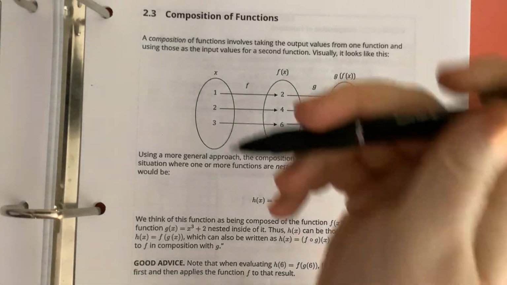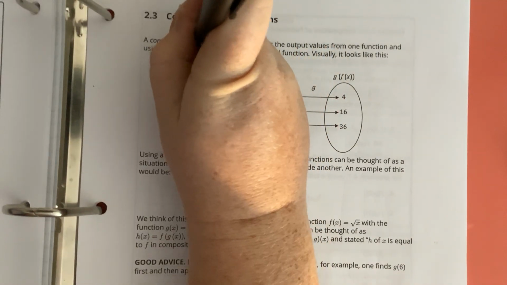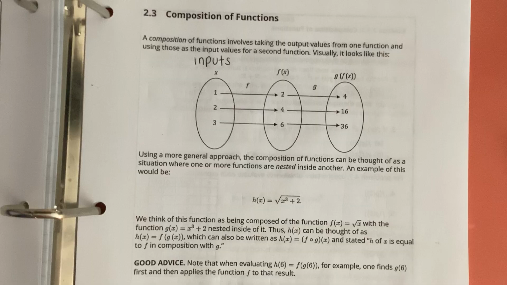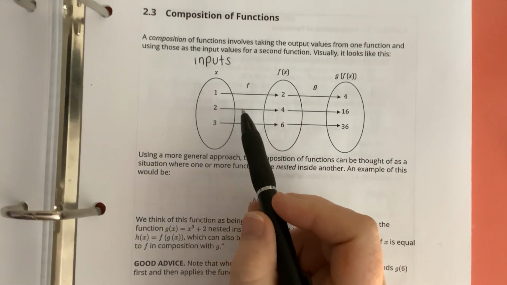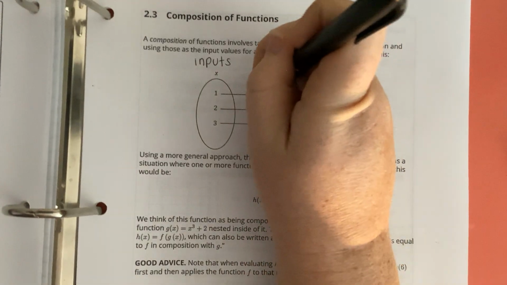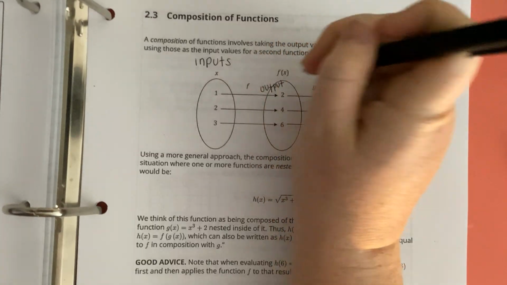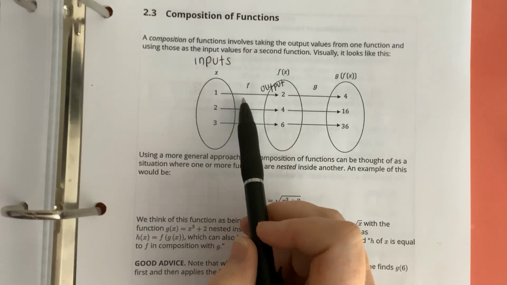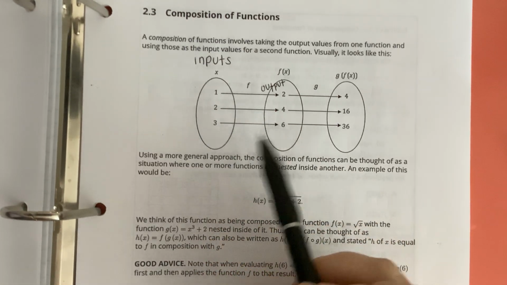So like on this mapping diagram, you're still going to have your x values as your original inputs. You're going to take that and input it into the function, whatever that function is. And then when you do that, you're going to get an output. So in this one, when we put 1 in for x to this function, we got back 2. When we plugged in 2, we got back 4. 3, we got back 6.